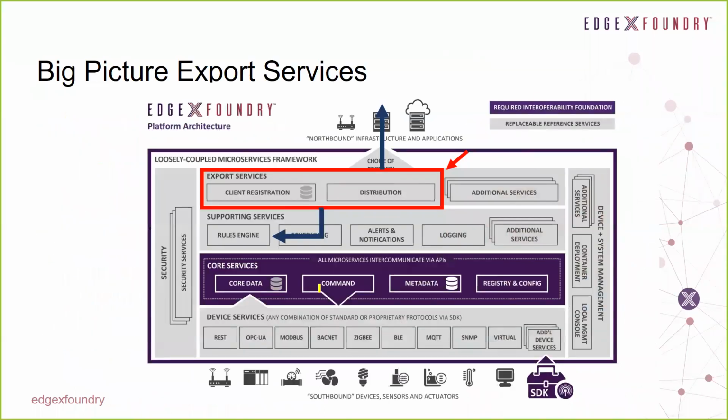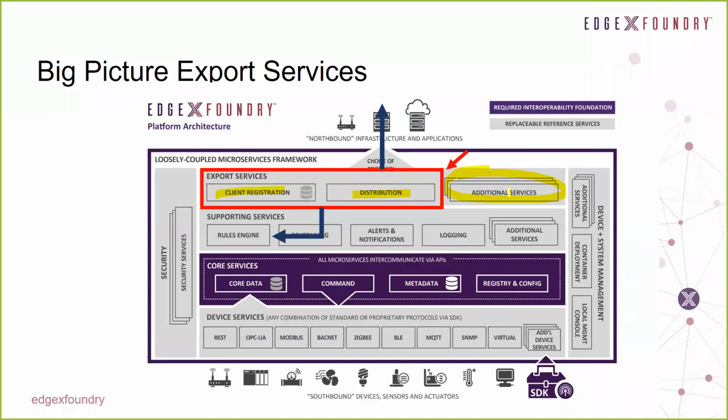So, big picture again: when we're talking about export services, we have these two blocks at the top of our now famous EdgeX diagram, client registration and distribution. That's what we're talking about with regard to export services. We've got these blocks over here that say additional services. There's nothing there today. We'll talk about what might go there someday in the future, or might go there as a result of some of the work you all are doing out there that would be add-on value to EdgeX, and how you can start to tie things like analytics into the picture.